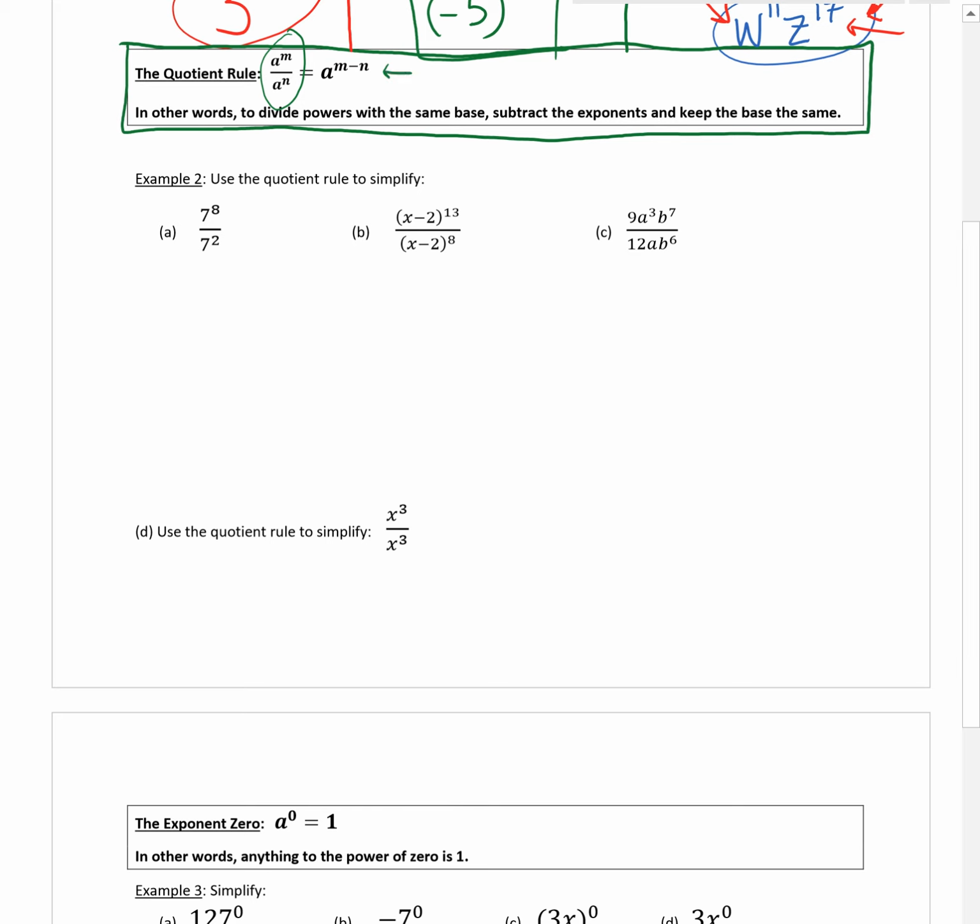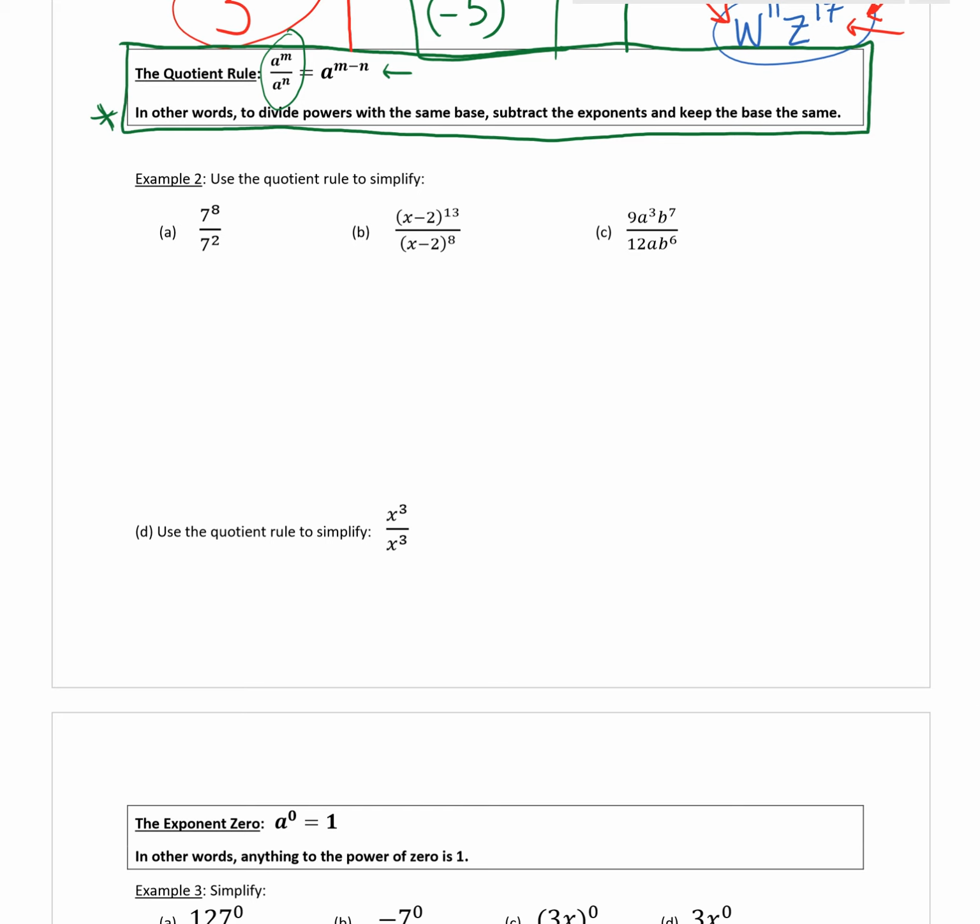So this quotient rule is really exactly the opposite of the product rule. The product rule said if you're multiplying bases, you add their powers. This time you're dividing bases, you subtract their powers. So it's like the opposite operations. Multiply becomes divide, addition becomes subtraction. But in other words, this makes more sense to me. To divide powers with the same base, you subtract the exponents and then keep the base the same.